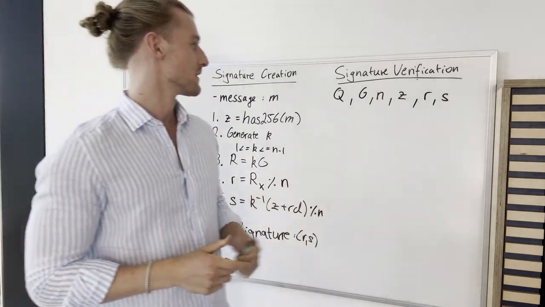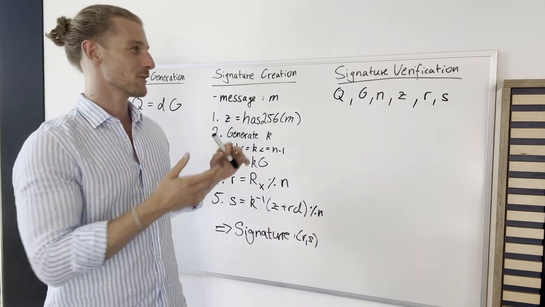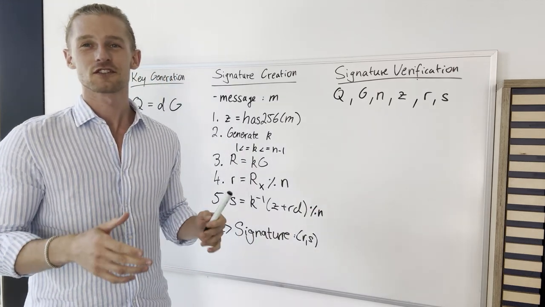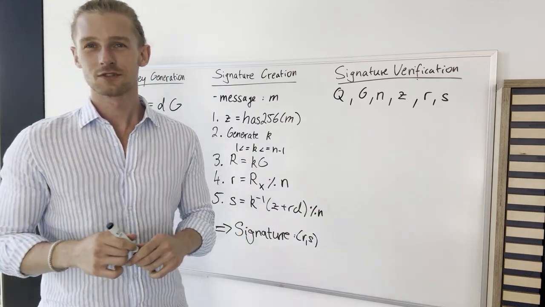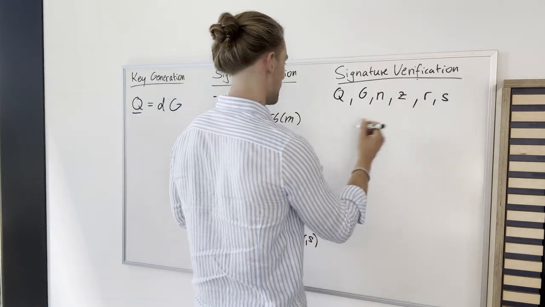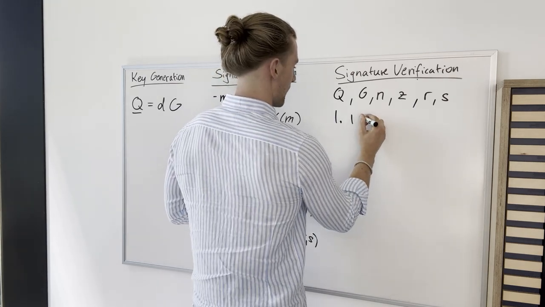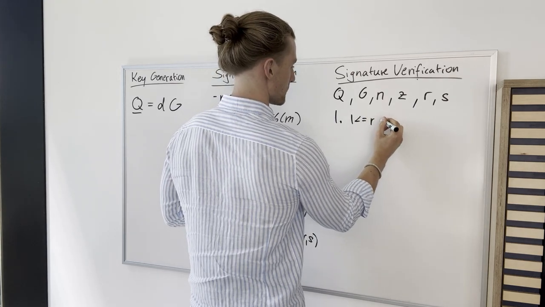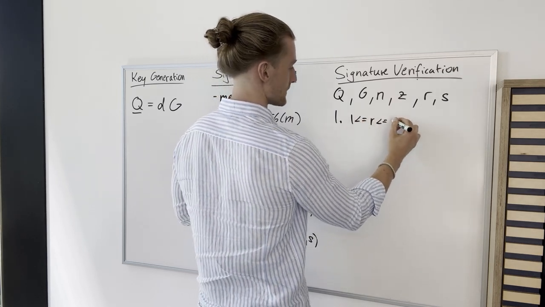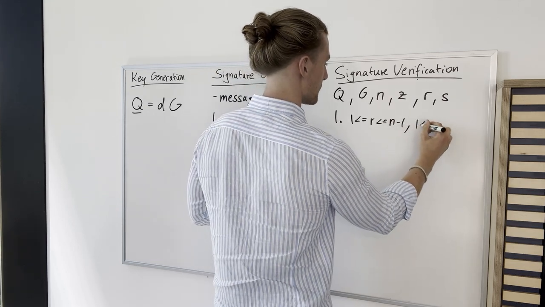Now, using only this available data here, we will walk through how we can use all of that to verify that the signature was indeed created using the private key. So the first step is to check that R and S are valid, which just means that R has to be greater than or equal to 1 and less than or equal to n minus 1, and the same for S.